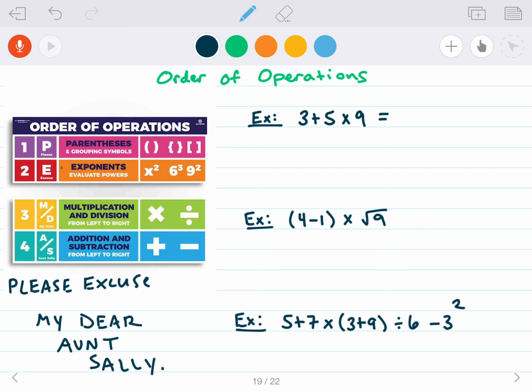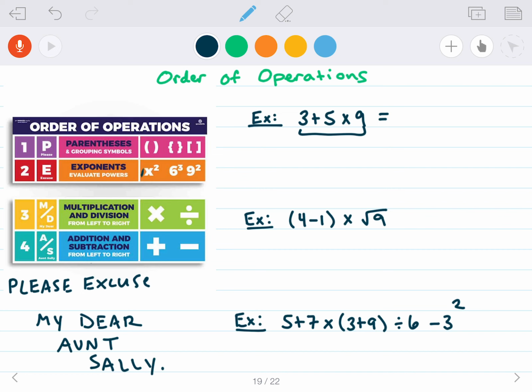So that's PEMDAS. And that's the order that we evaluate expressions in. So we start with parentheses or grouping symbols, and then we do exponents or square roots. Then we do multiplication, division from left to right, and then addition and subtraction from left to right. So please excuse my dear Aunt Sally. Okay, let's go ahead and just get into it.